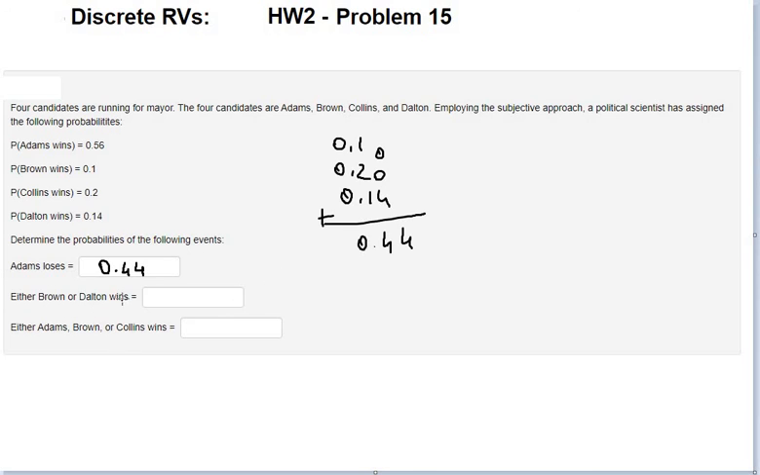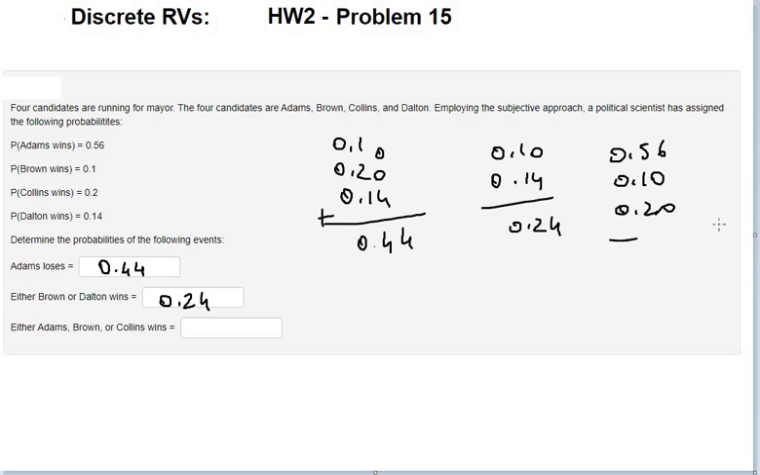Either Brown or Dalton wins. The probability that Brown or Dalton wins is 0.10 plus 0.14, which is 0.24. Either Adams, Brown, or Collins wins, which is Adams 0.56, Brown 0.1, and Collins 0.2, which is 0.86.